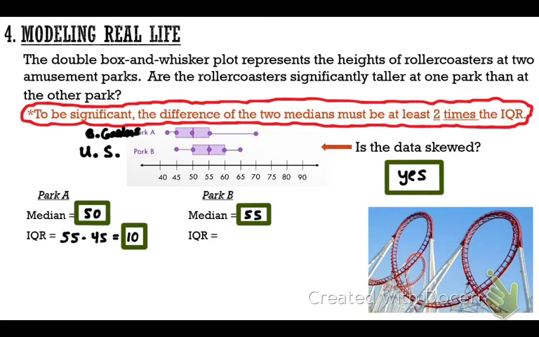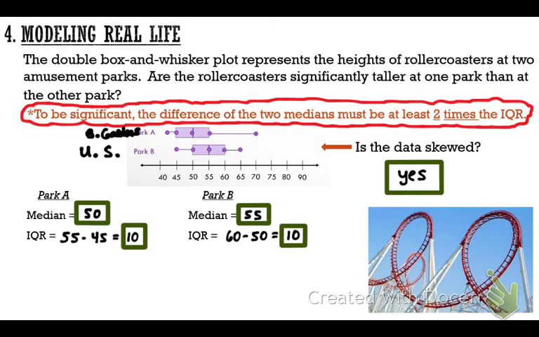Okay? Now, let's go on. The IQR of Universal Studios. Who can help me with how to find that? Halen, go ahead. Yeah, how do I find the IQR? Okay, because we've got 60 minus 50, the answer is 10.